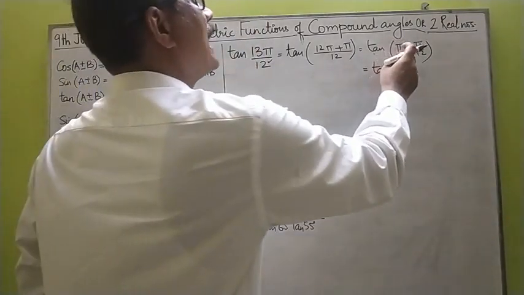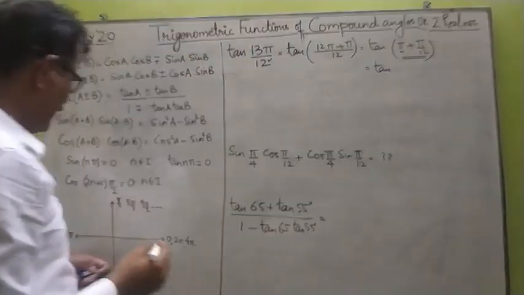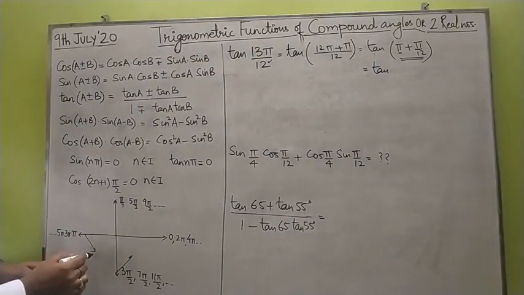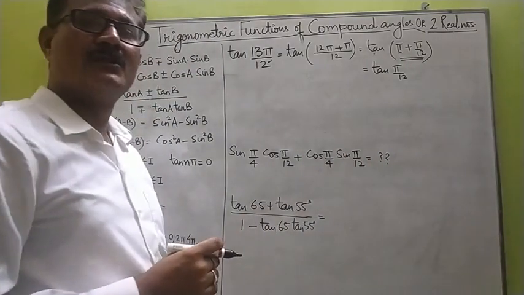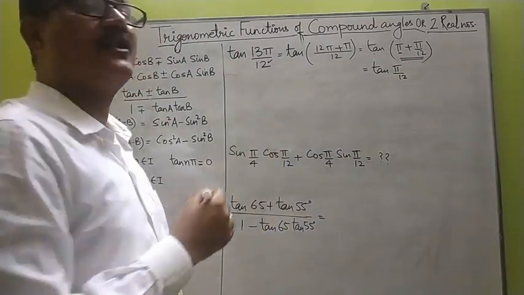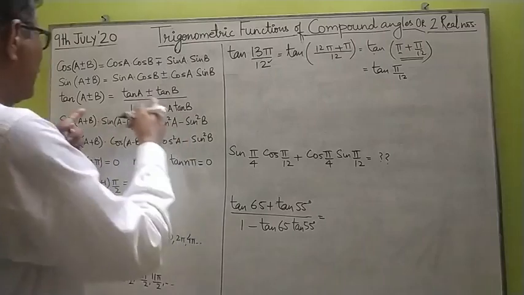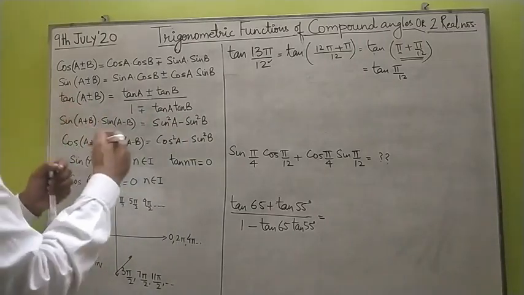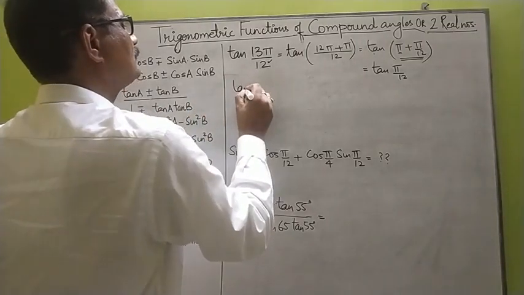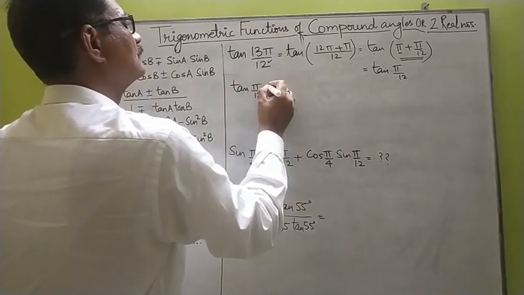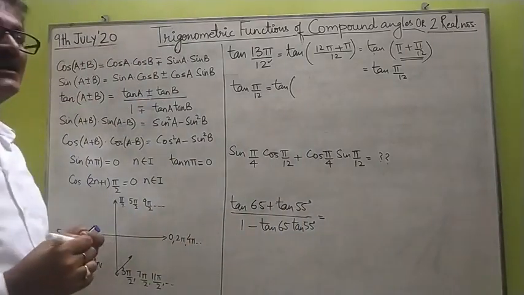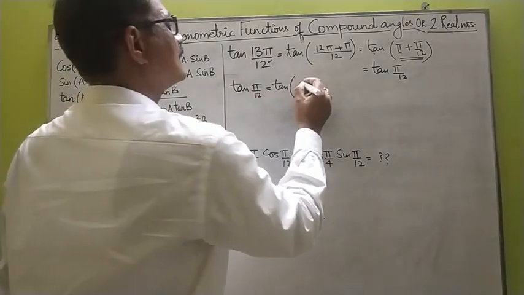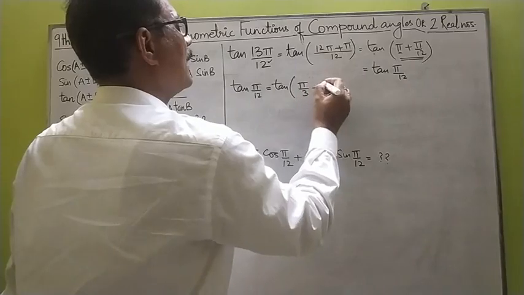Whereas for tan of pi plus theta, in which quadrant does pi plus theta lie? Third quadrant, where tan is positive. So it remains tan pi by 12. Now pi by 12 is not a standard value, so we won't be able to know this value. So we have to find the value of tan pi by 12 by using the sum or difference formula. So we express tan pi by 12 as the sum or difference of two standard values. So tan pi by 12 can be written as tan of pi by 3 minus pi by 4.